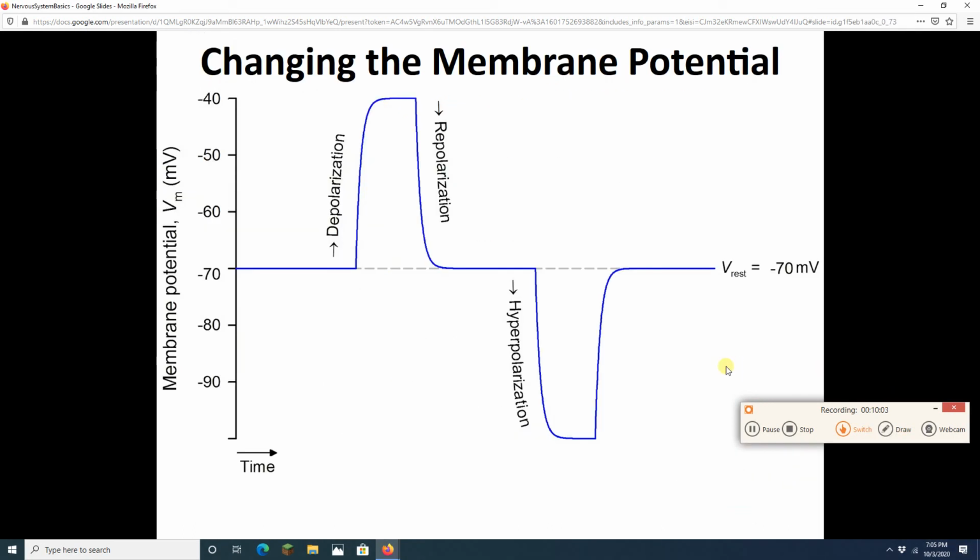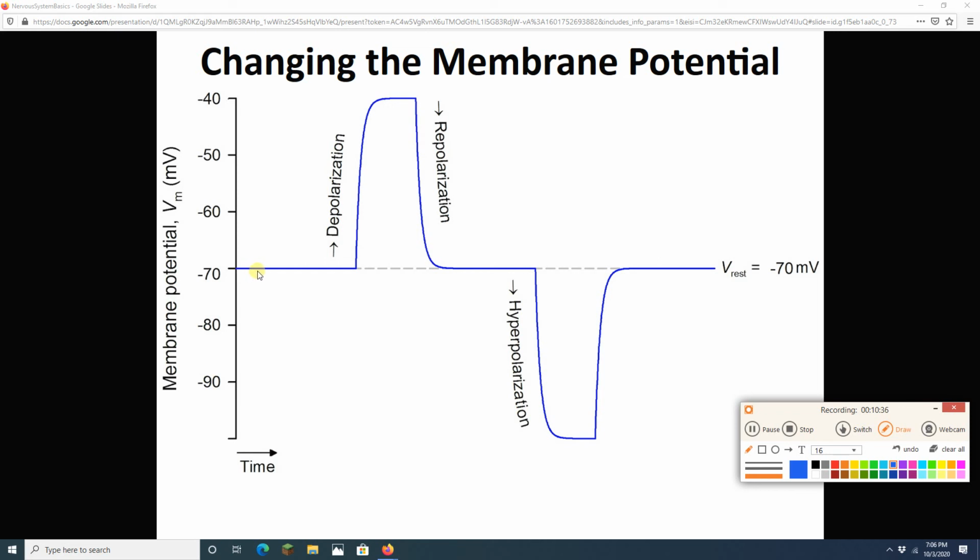So we have a graph here. Check out the axes of the graph. The y-axis is membrane potential. The x-axis is time. And now we're starting out here at rest. So for this period right here, the neuron is at rest. Unchanging membrane potential of negative 70 millivolts. Okay?